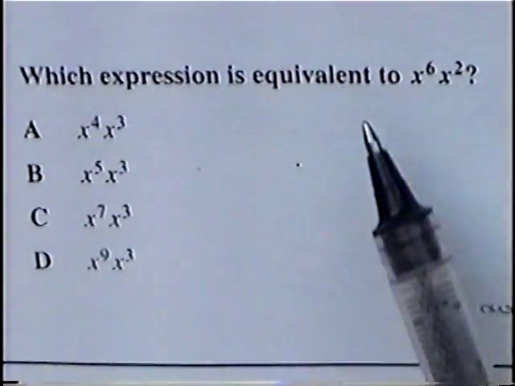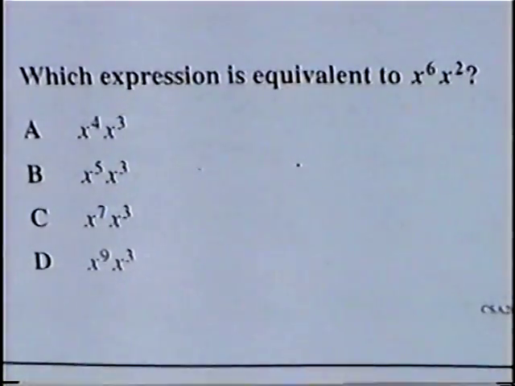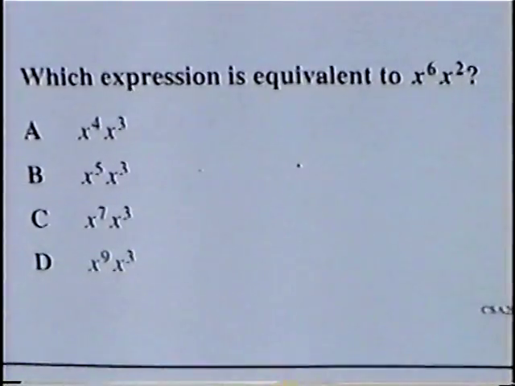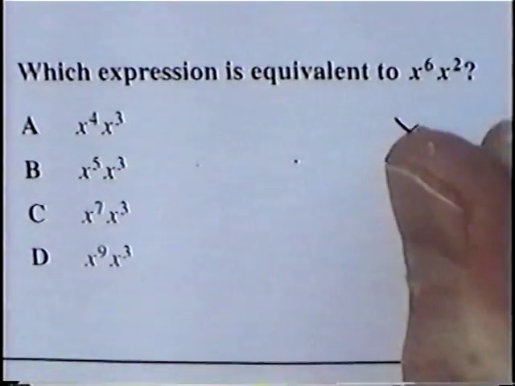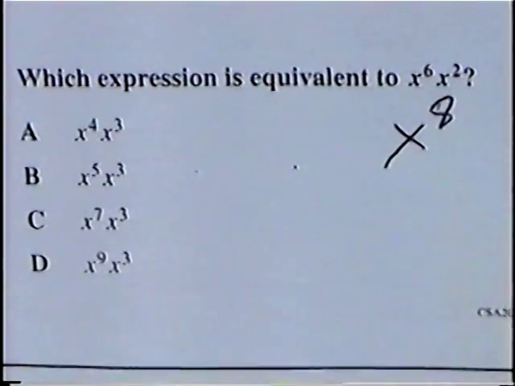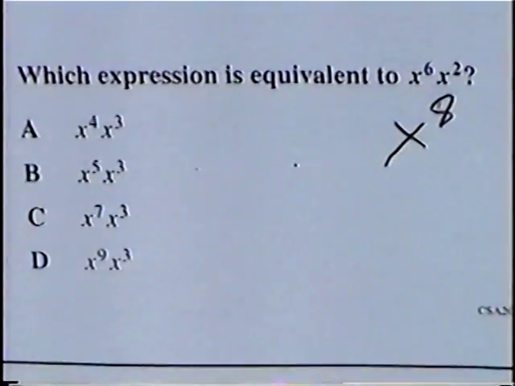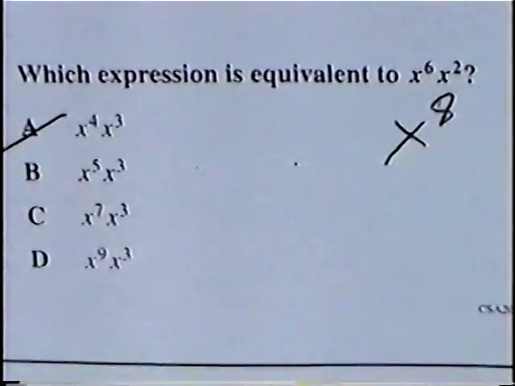Looking for the equivalent or equal expression of x to the 6 times x squared. X to the 6 times x squared could be simplified to x to the 8th. X to the 6 times x squared, we add the exponents, and there's 8 x's, or x to the 8th. First answer A would have a total of 7 x's, which would be incorrect.